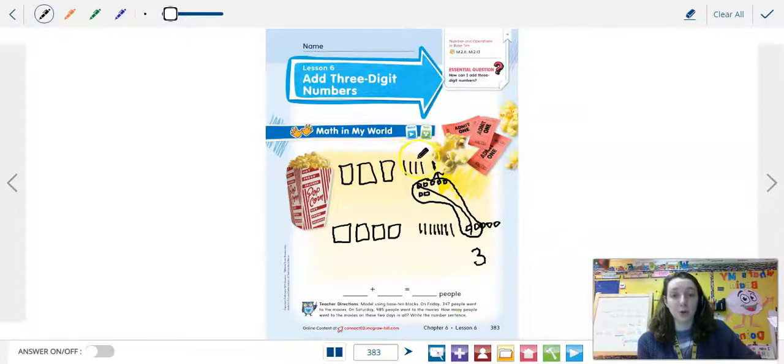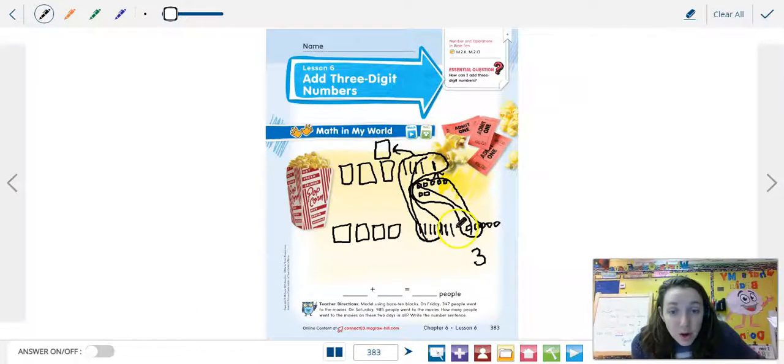So 1, 2, 3, 4, 5, 6, 7, 8, 9, 10, and I'm going to stop right there too. There's a little bit of a messy circle. But I have 10 tens, which means I'm going to add a 100 flat. But look, I have 1, 2, 3 left over, so I have 3 tens. Okay? So 3 ones, 3 tens.